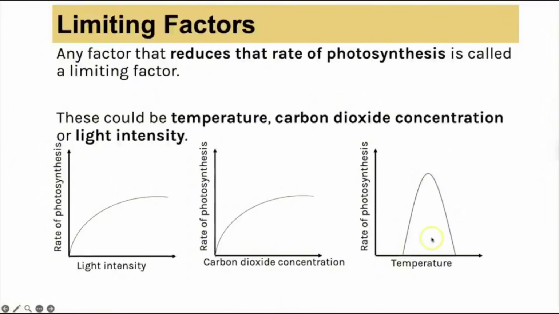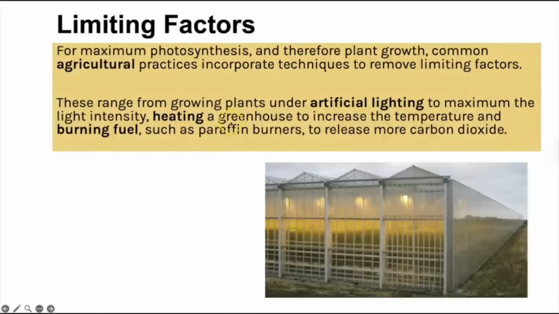So at too low a temperature, there's not enough kinetic energy for successful collisions, and therefore you don't get as many enzyme-substrate complexes. And too high a temperature, the enzyme denatures, active sites change shape, so again you don't get as many enzyme-substrate complexes. Now, for maximum photosynthesis, and therefore plant growth, in farming and agricultural practices, they want to be removing limiting factors so they get more crop to sell.